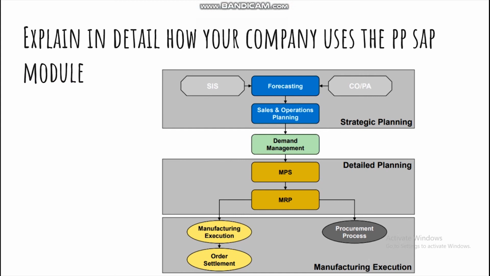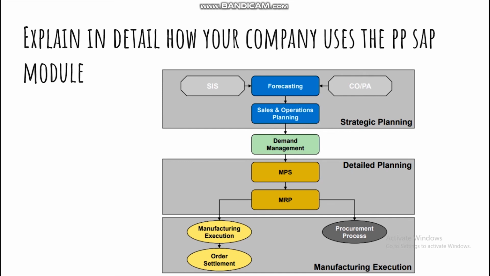The first question is, explain in detail how your company uses the PP SAP module. Before I answer this question, first I want to explain some important things about the PP module. As you can see on the chart, there is strategic planning, detailed planning, and manufacturing execution. In strategic planning, there is forecasting.